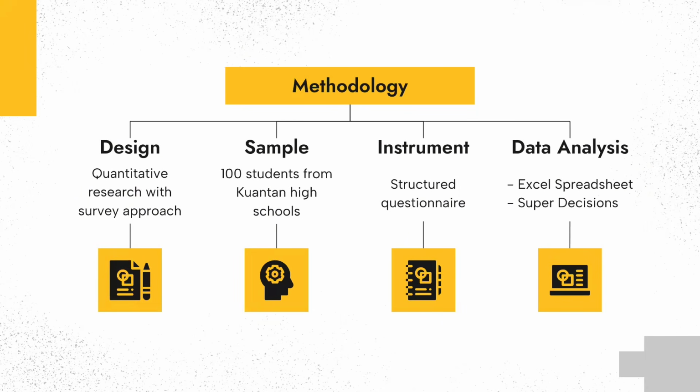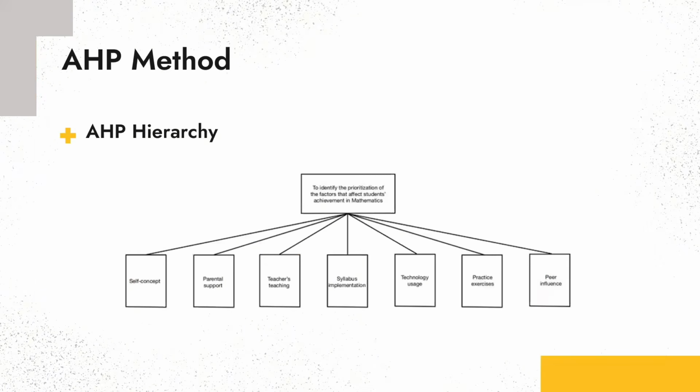A structured questionnaire that has been developed has been used in this study, and for the data analysis, two softwares have been selected, which are Excel spreadsheet and Superdecisions. The AHP hierarchy proposed in this study is as in the figure presented, where our goal is to identify the prioritization of the factors that affect the students' achievement in mathematics.